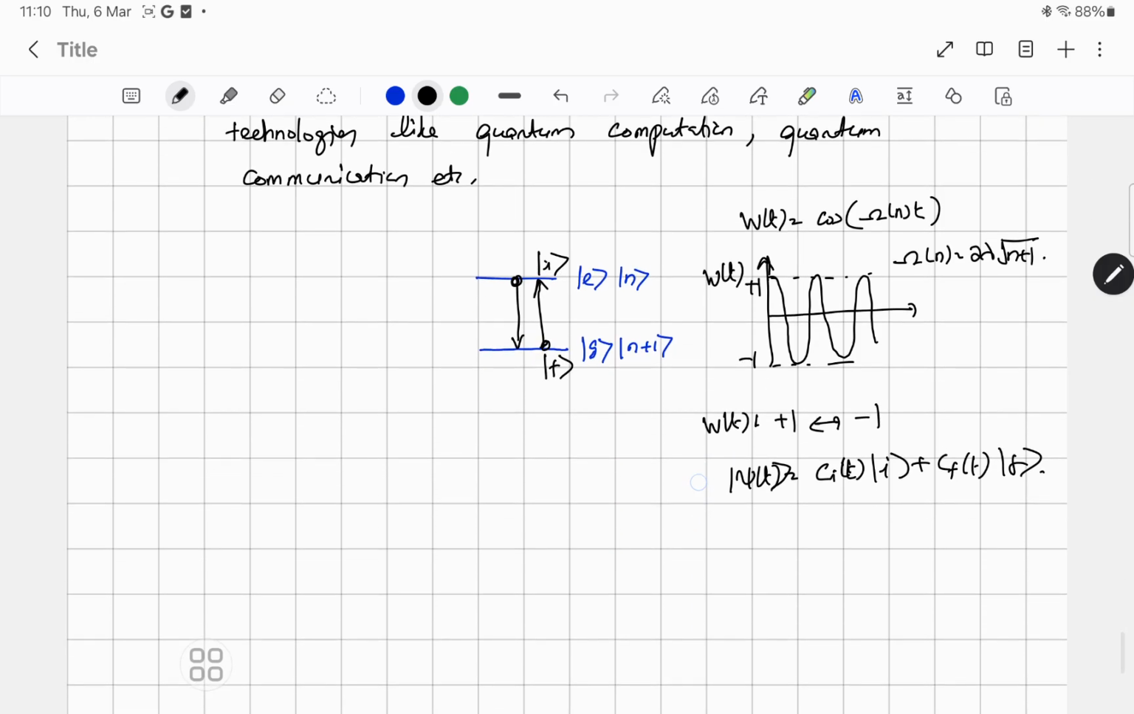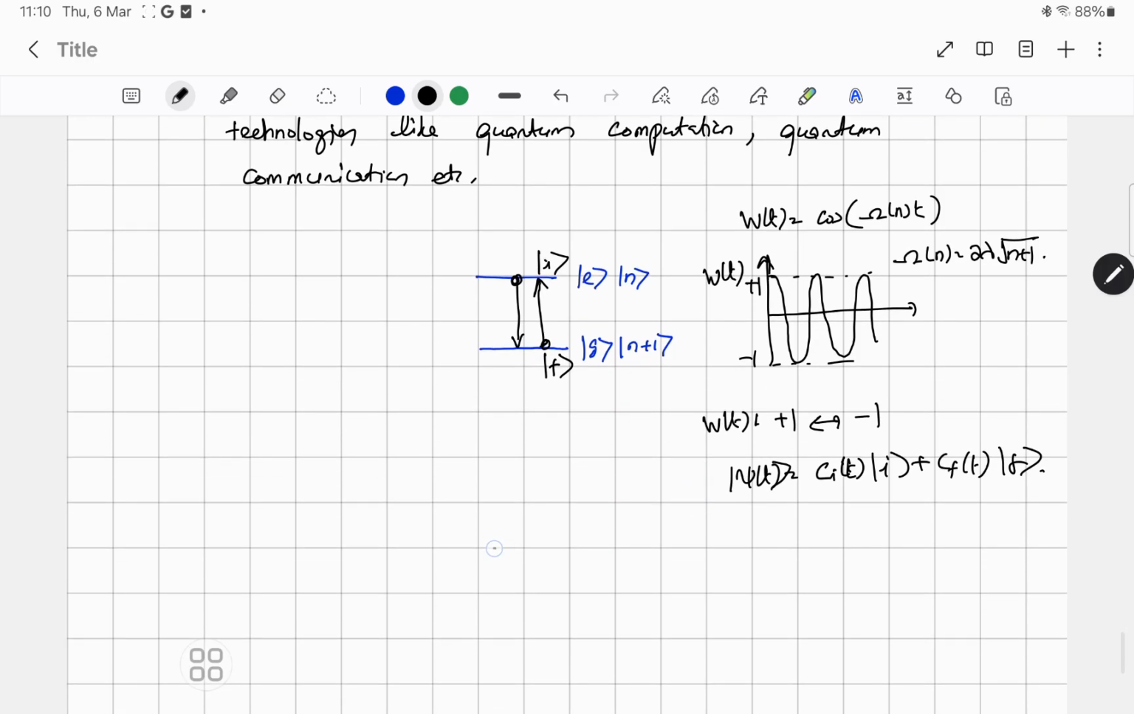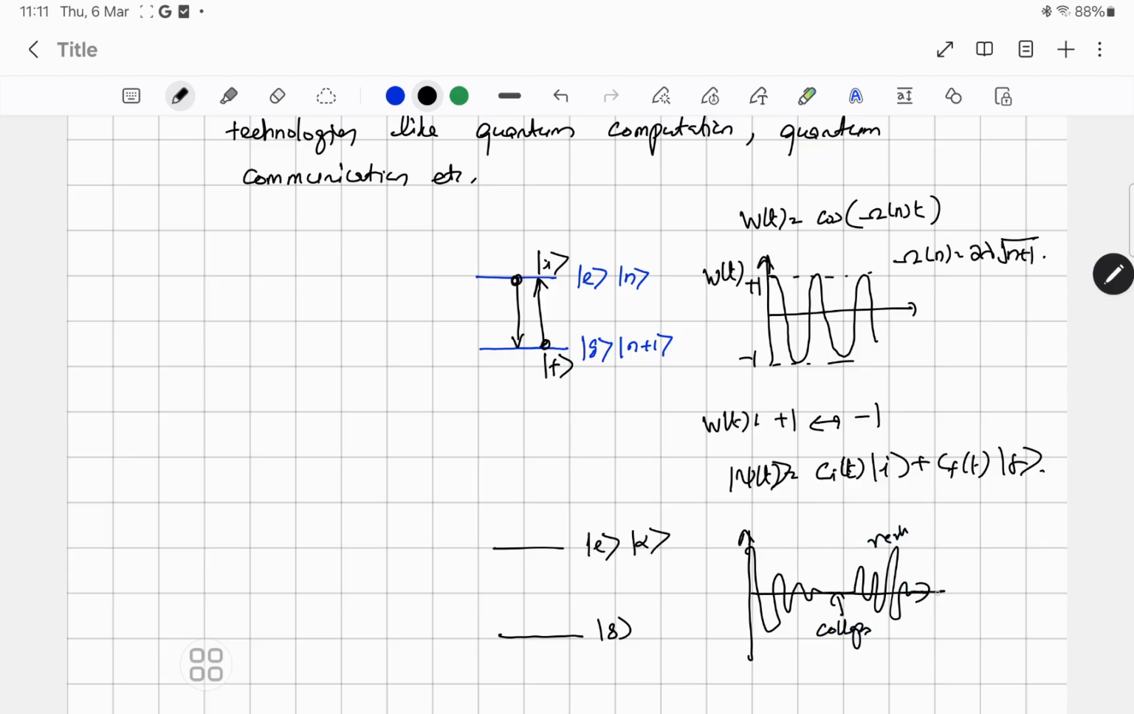Okay. Now, if the initial state is a coherent state, then the dynamics is not that simple. You can see the dynamics is like this. You can see a collapse phenomenon here, then revival, and again you can get some collapse, and some revival, etc.